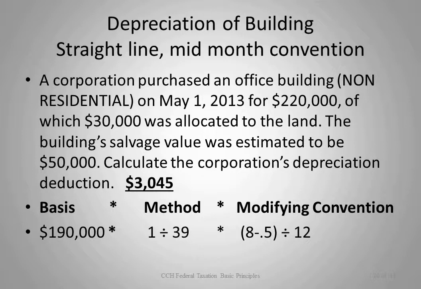1 over 39, here I've used the dividing sign rather than the slash that I'm using on the board. 8 months because May to December is 8 months. You lose a half because you always lose a half. Divide by 12 because there's 12 months in the year.